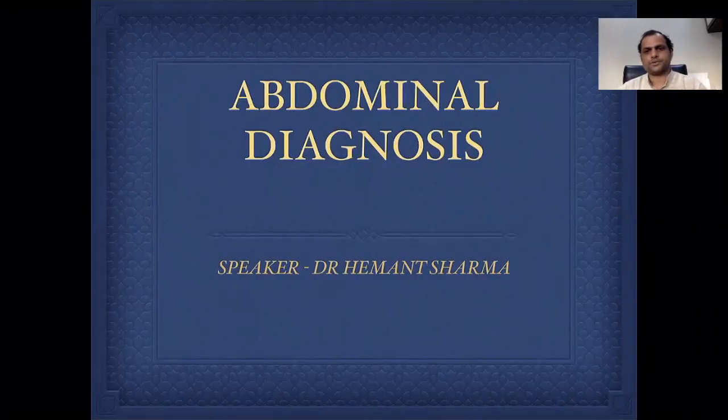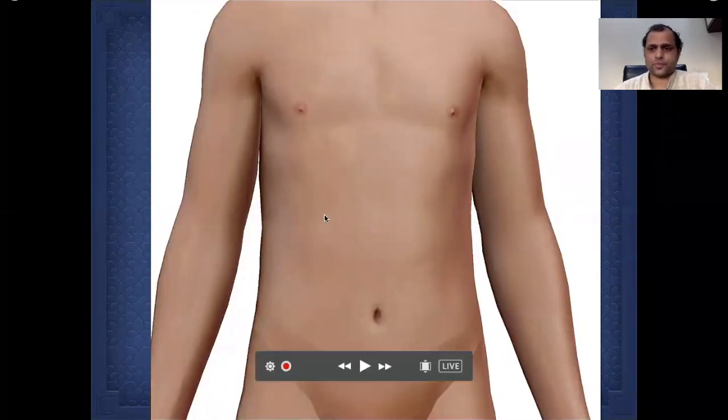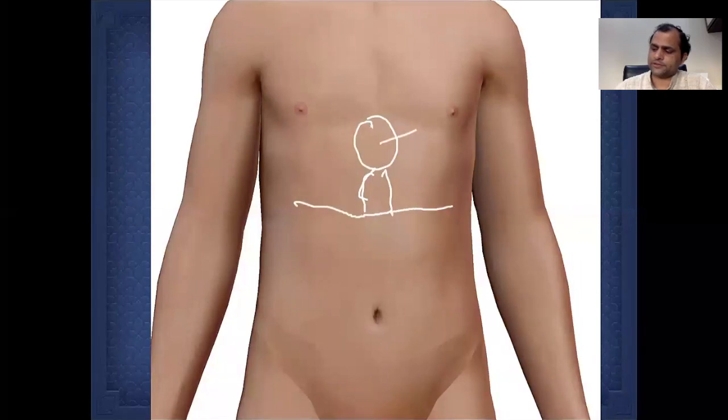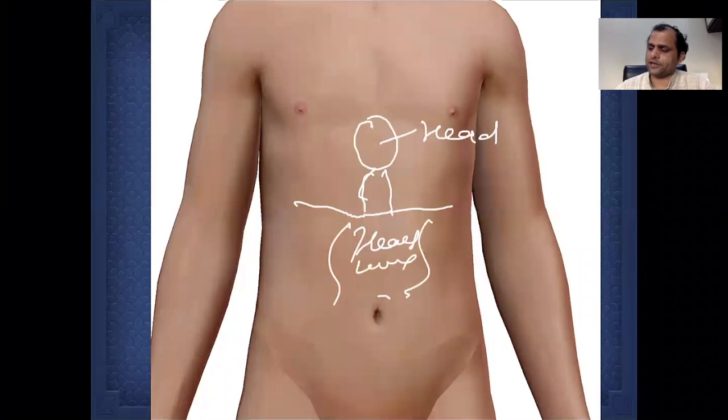Okay, so let's start now. Our topic is abdominal diagnosis. In yesterday's discussion, we saw that the abdomen represents the full human body. We can find out the head or brain, the heart and lungs, and each and every structure in the abdominal region.